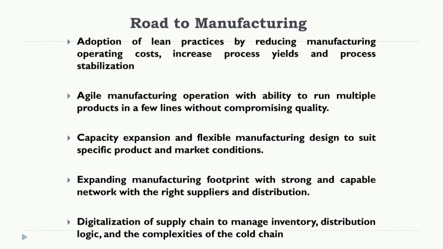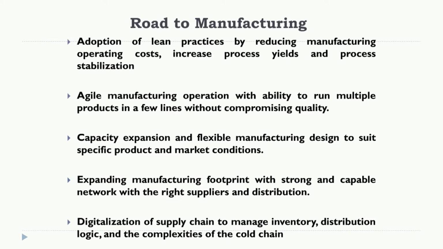What is the road to manufacturing? Now manufacturing, as I told earlier, we have to think about our manufacturing process from early on when we are designing our process, and incorporate new technologies to increase our yield, process stabilization and quality. So what are those things? Adoption of lean practices by reducing manufacturing operation cost, increasing process yield and process stabilization. Agile manufacturing operation with ability to run multiple products in a few lines without compromising quality.